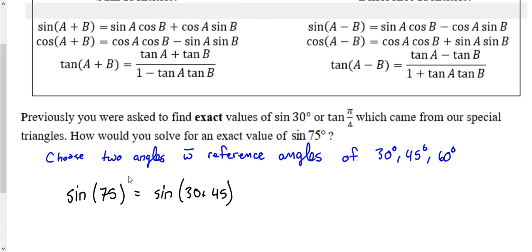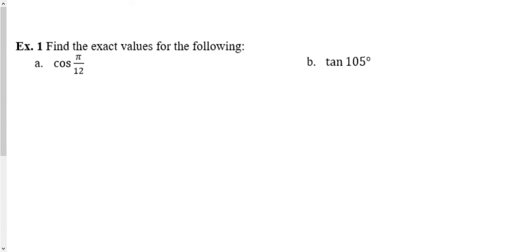Was there another way to do this? Usually not. There's nothing that you could really subtract to get to 75 there. So 30 and 45, addition, would work. And please note that I did write my smaller angle first, bigger angle second.